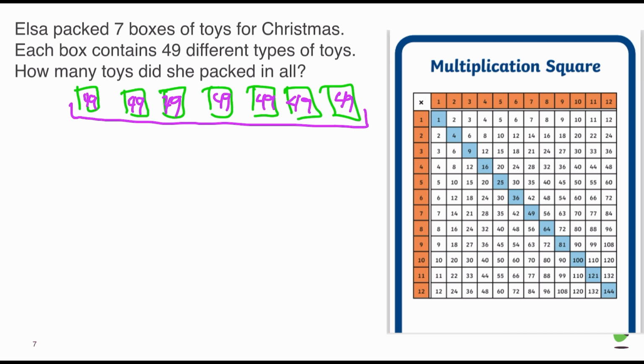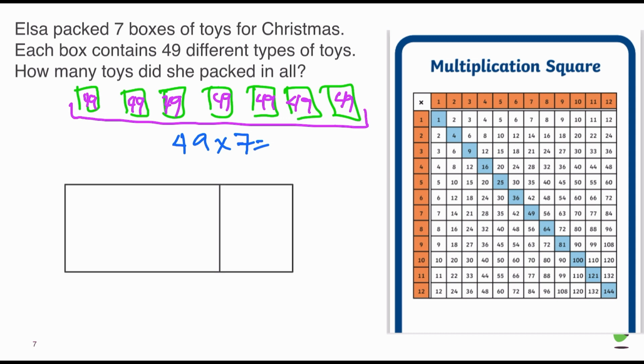So, we understood that it's 49 multiplied by 7. We will repeat 49 seven times to know how many toys she packed in all. Okay? Now, let's partition. We have 49, and when we partition it, it's 40 and 9. So, we will put 40 here and 9. And 49 will be multiplied by 7.